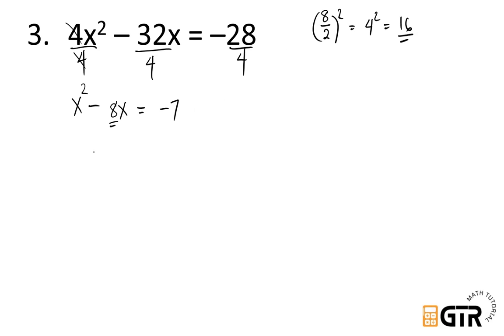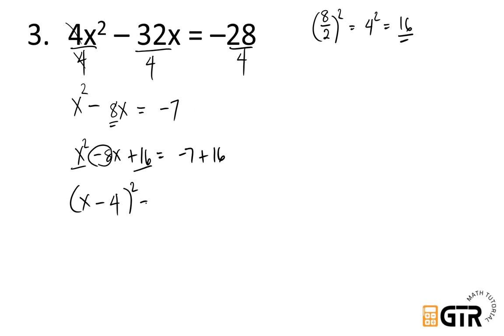So we need to add 16 to both sides. X squared minus 8x plus 16 is equal to negative 7 plus 16. So next is express natin to as square of binomial. So yung first term dito is square root of x squared. X is square root of 16, that is 4. Ang sign natin is negative. So x minus 4 squared is equal to 16 minus 7, that is equal to 9.